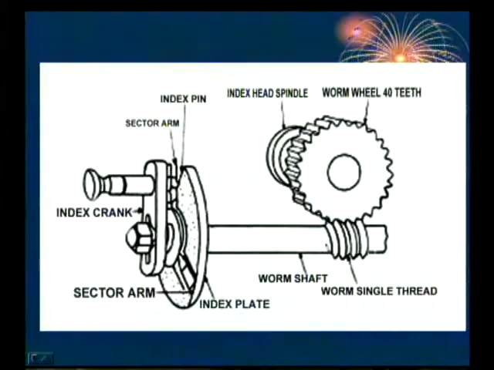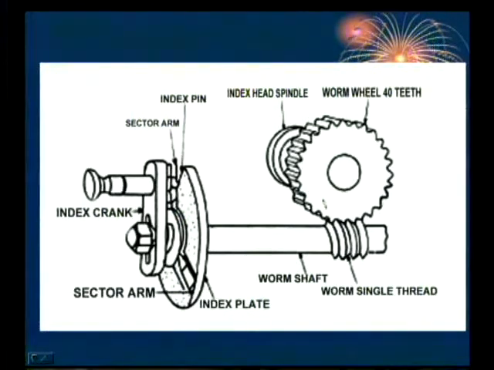This is called the worm shaft. At the end of the shaft, you have a single thread worm. This single thread worm is engaged with a worm wheel on top, and this worm wheel has 40 teeth on its face. These two mesh with each other, and when the crank is rotated, the shaft is rotated, and this worm wheel also rotates.